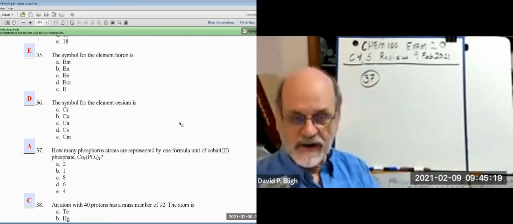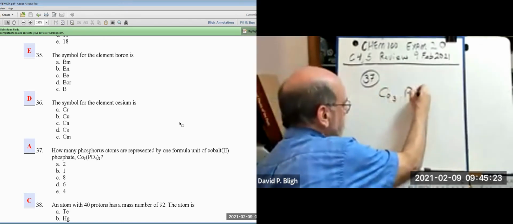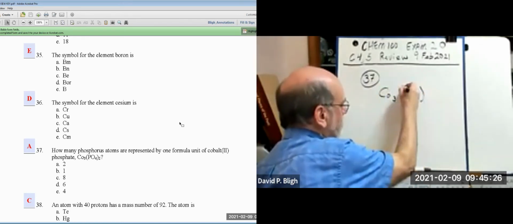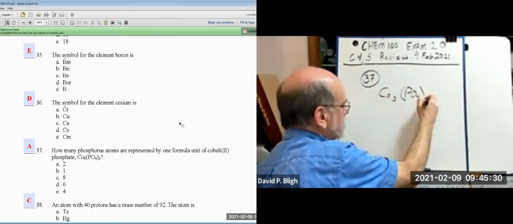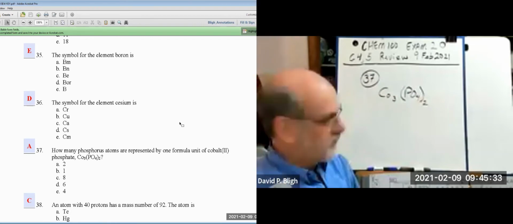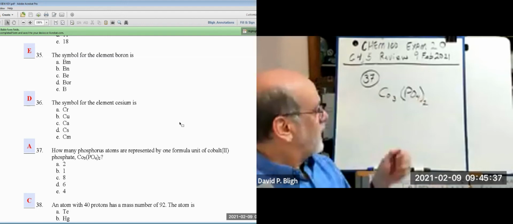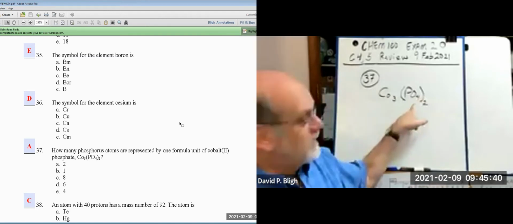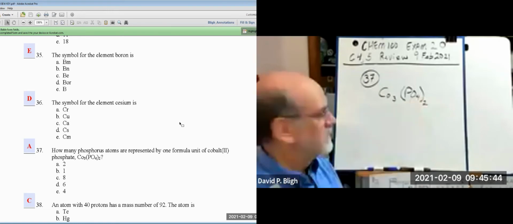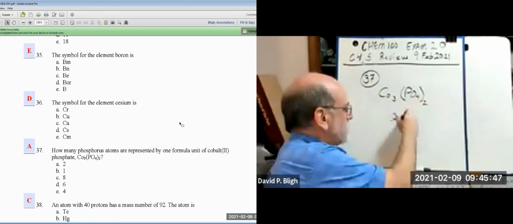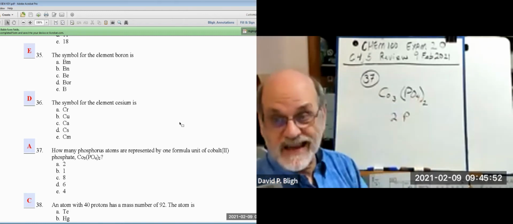Cobalt-2 phosphate is Co3(PO4)2. See, 3 times 2 says 2 times 3. There we go. It should be a 2. So how many phosphorus atoms are there? Well, you've got this polyatomic ion in here with one phosphorus per unit, but you've got 2 units, right? So you have 2 phosphoruses. That's why the answer is A.